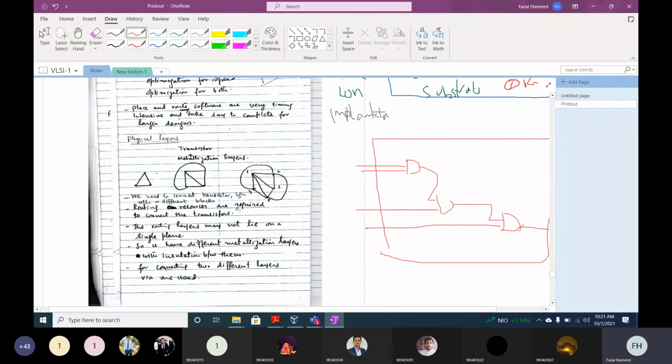बेटा आवाज आ रही या नहीं आ रही? Hello. आ रही है सर. Okay.